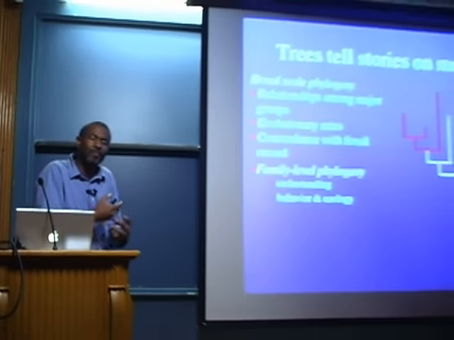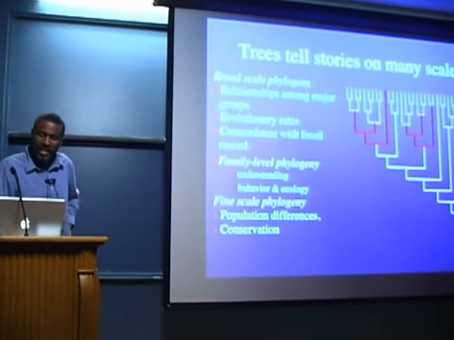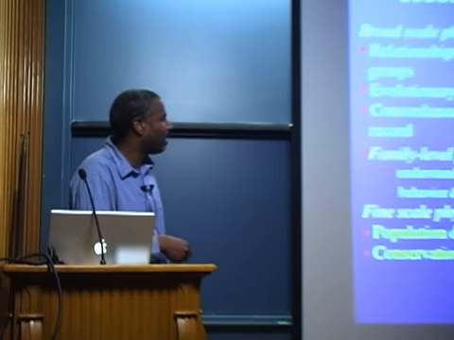So we're going to talk about several different scales: very broad-scale phylogeny, as I mentioned earlier. We'll have an example of how mid-scale phylogeny can tell us about behavior and ecology. And then we'll end by talking about fine-scale differences between individuals and populations.